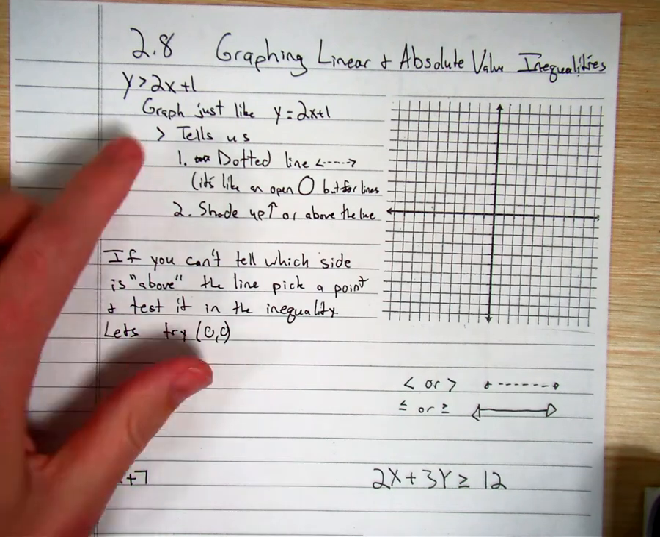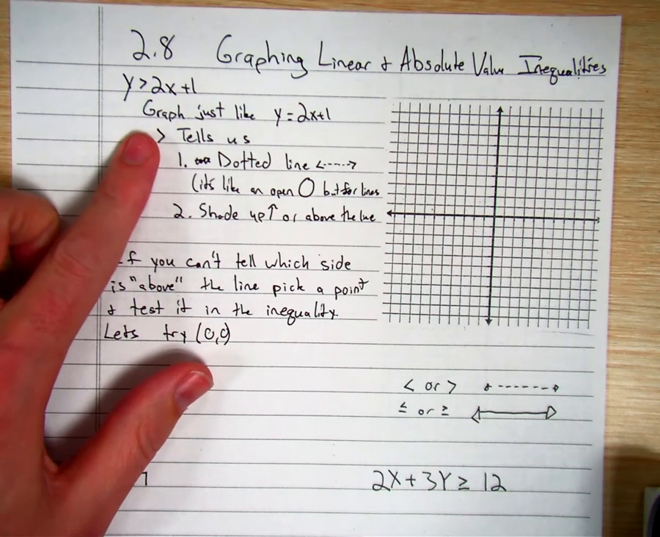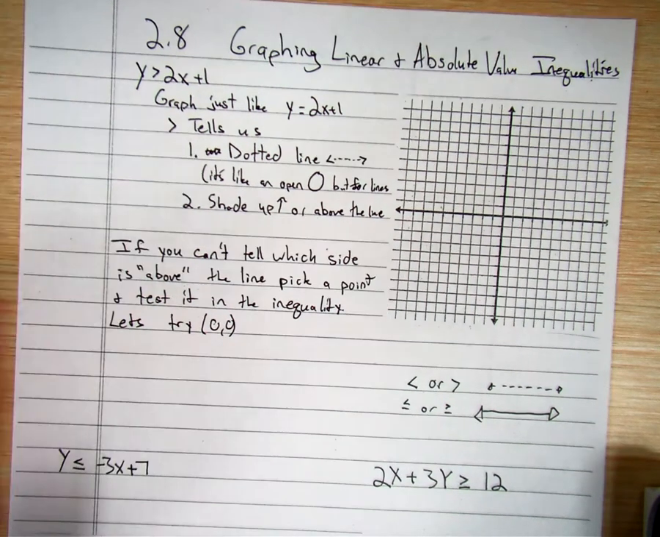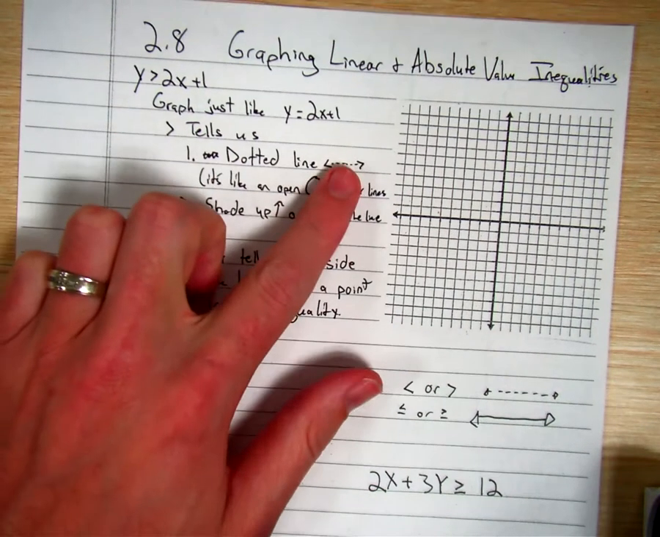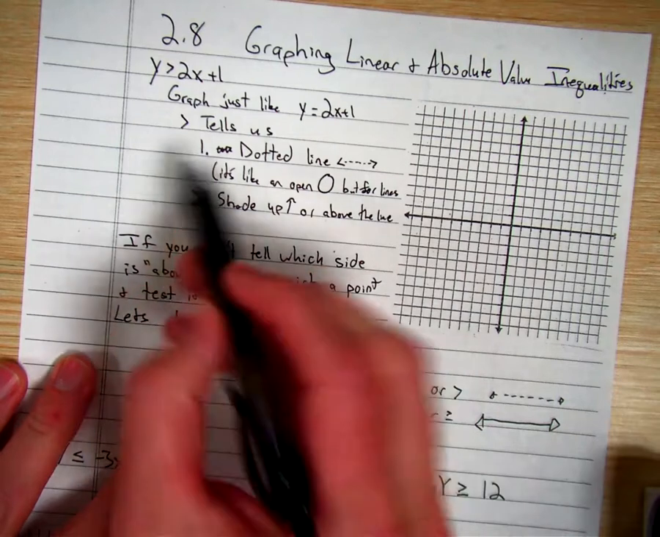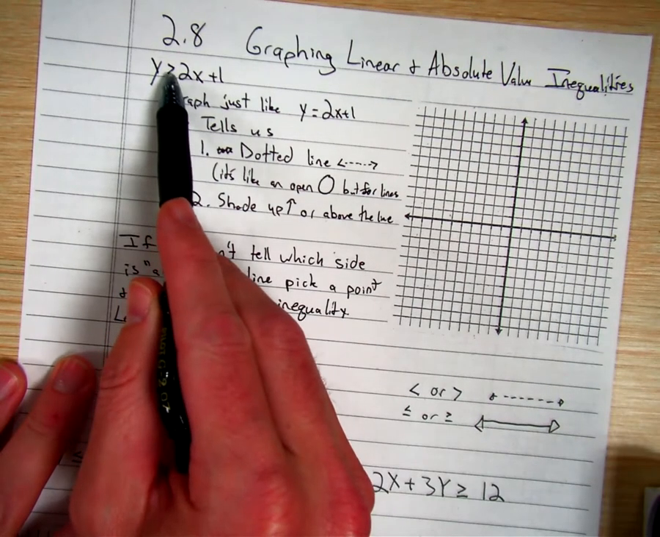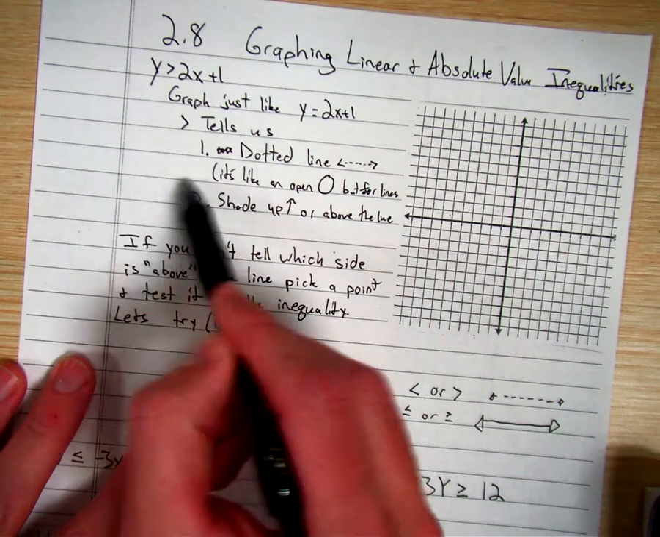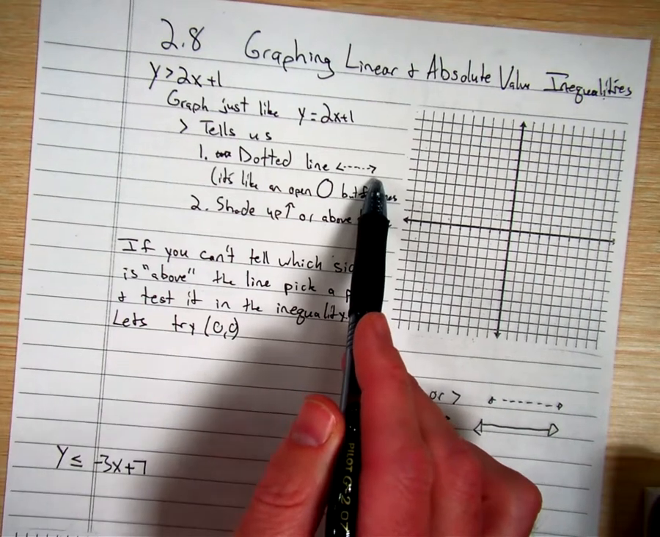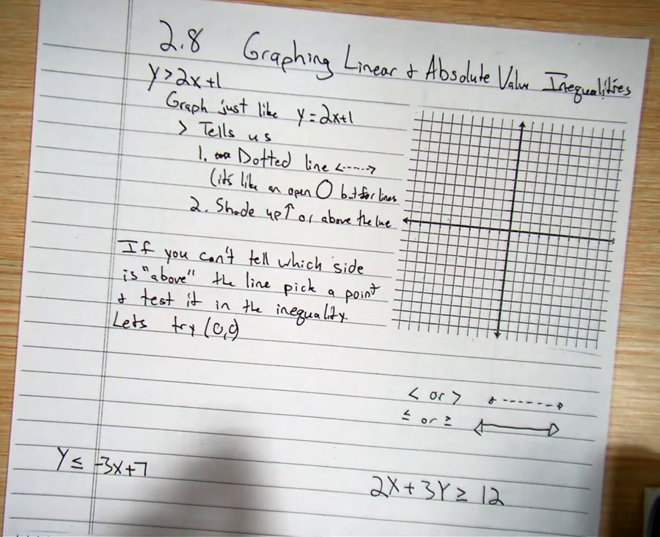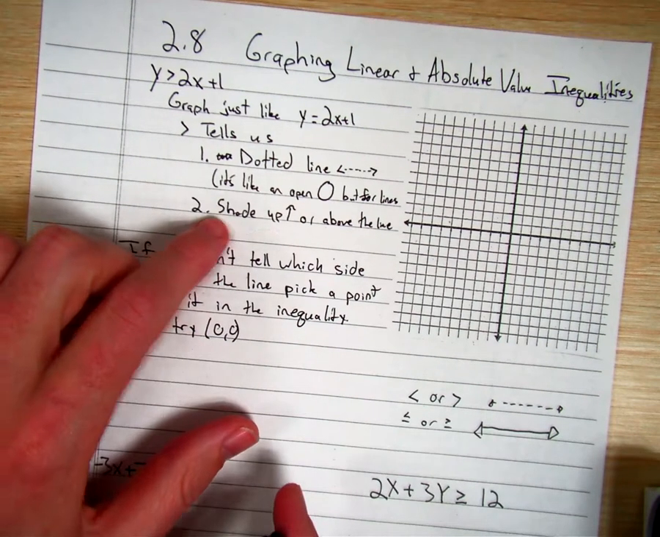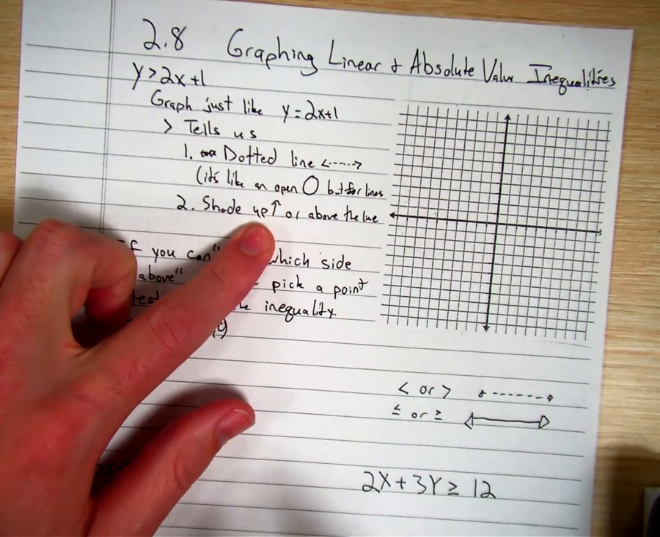Okay, and the inequality sign, greater than, tells us two things. First thing is that we're going to graph with a dotted line. Okay? If we were doing like on a number line, a greater than, you would have an open circle. A dotted line is like an open circle. It means don't include the points that are actually on the line. And then greater than tells me to shade up or shade above the line.